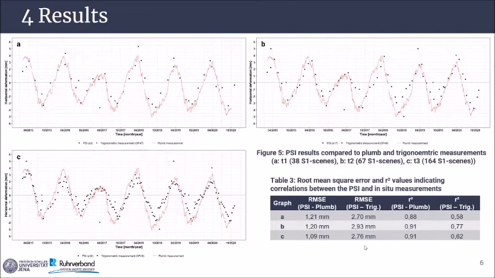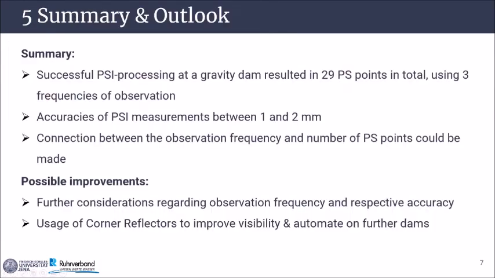In this study, the PSI technique was used at the Gravity Dam in Germany, computing overall 29 PS points using 3 different frequencies of observation. Accuracies of the PSI measurements between 1 and 2 mm were achieved, and especially high consistencies between PSI and plumb measurements were shown. Moreover, a connection between the observation frequency and number of PS points could be made.